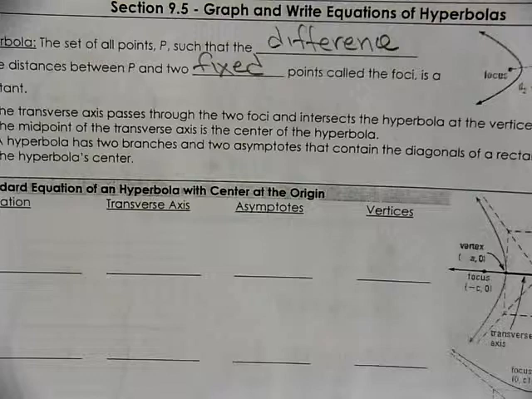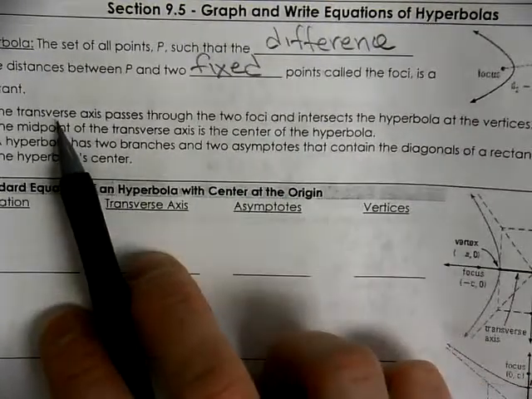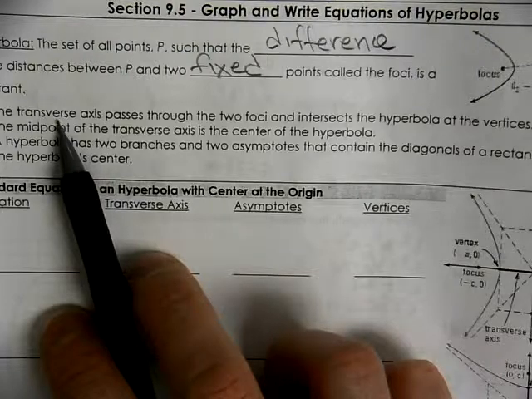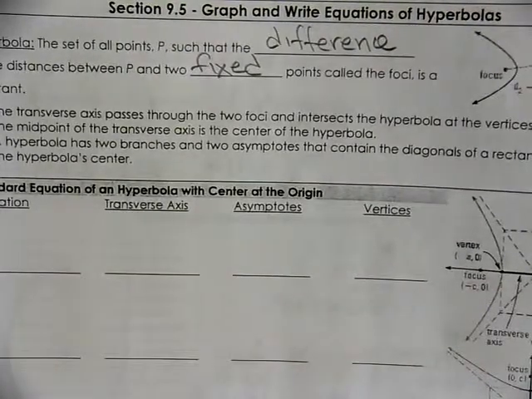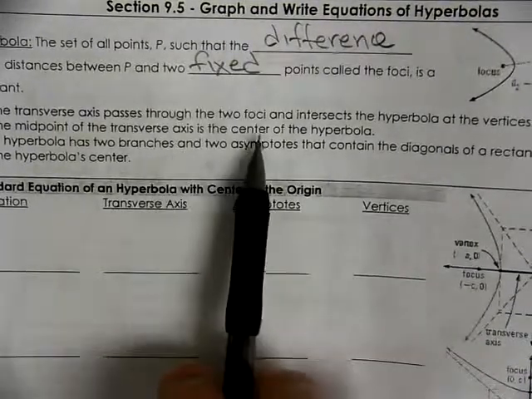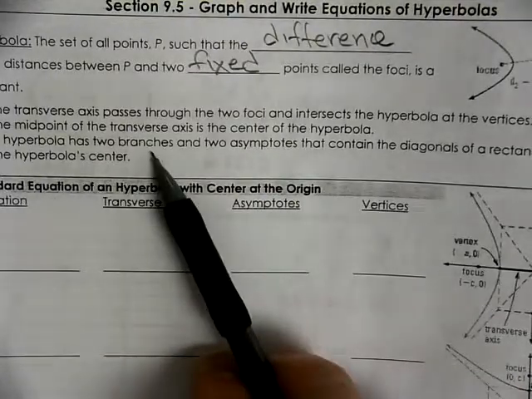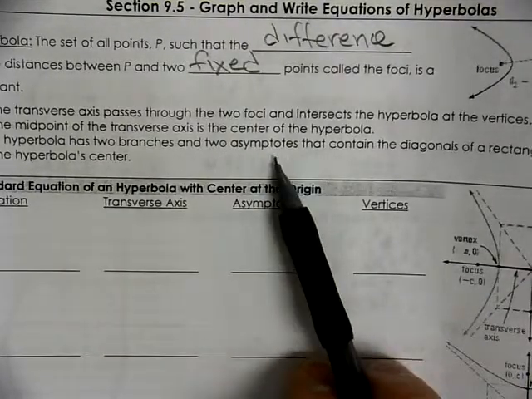The transverse axis passes through the two foci. It's called a transverse axis rather than a major axis, though they mean similarly the same. The midpoint of the transverse axis is the center of the hyperbola. The hyperbola has two branches and has two asymptotes.